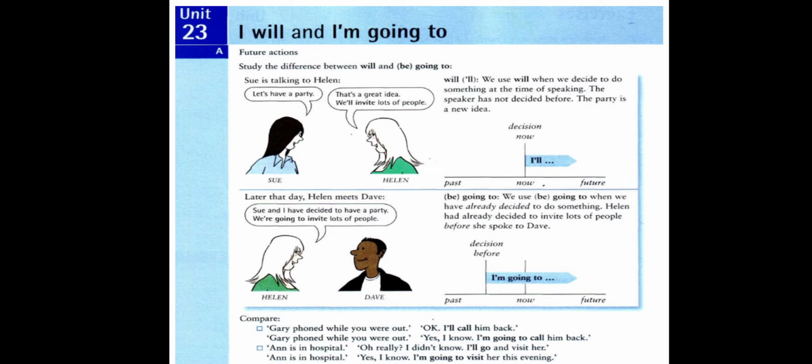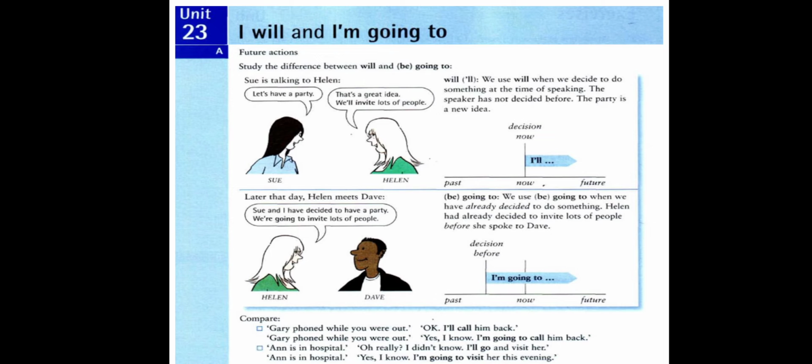Compare here. Gary phoned while you were out. One person says to another, Gary phoned while you were out. The other person says, okay. The other person doesn't have any idea, so he or she takes the decision at the time of speaking. So he or she says, I'll call him back. The decision is taken now at the moment of speaking. That's why he or she says, I'll call him back.